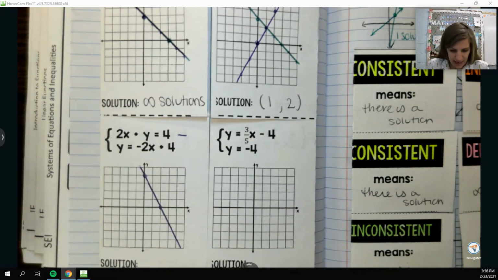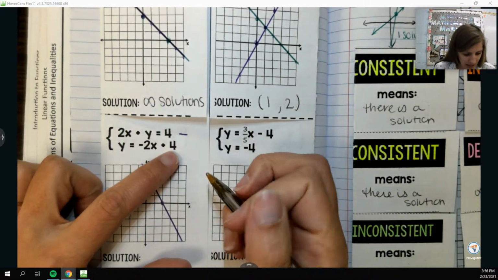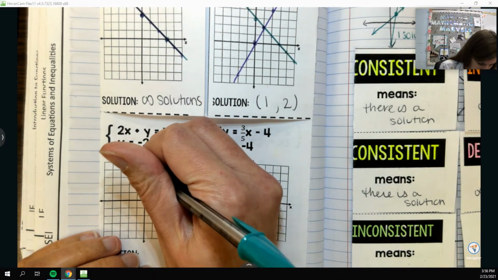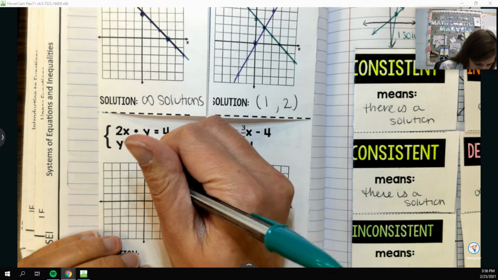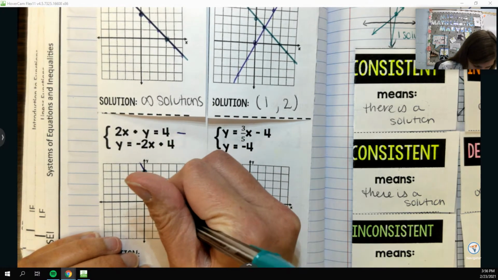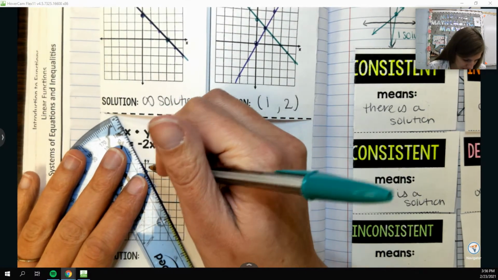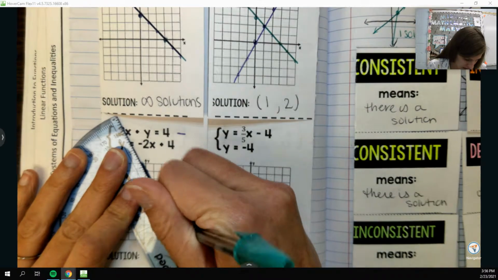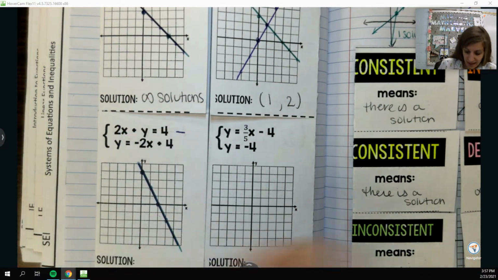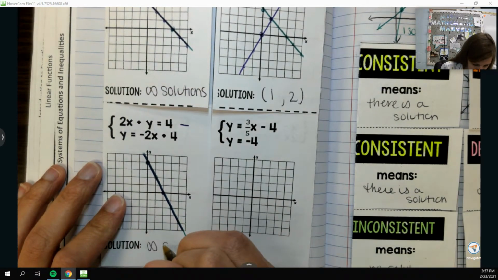The bottom line is in y equals mx plus b. So I would plot the y-intercept, which is 4. And then do the slope, which is down 2 over 1, down 2 over 1. And it seems like I'm touching all the spots. So I'm pretty sure, yeah, those lines are the same. So if that's the case and they're touching all the time, that means I have infinite solutions.